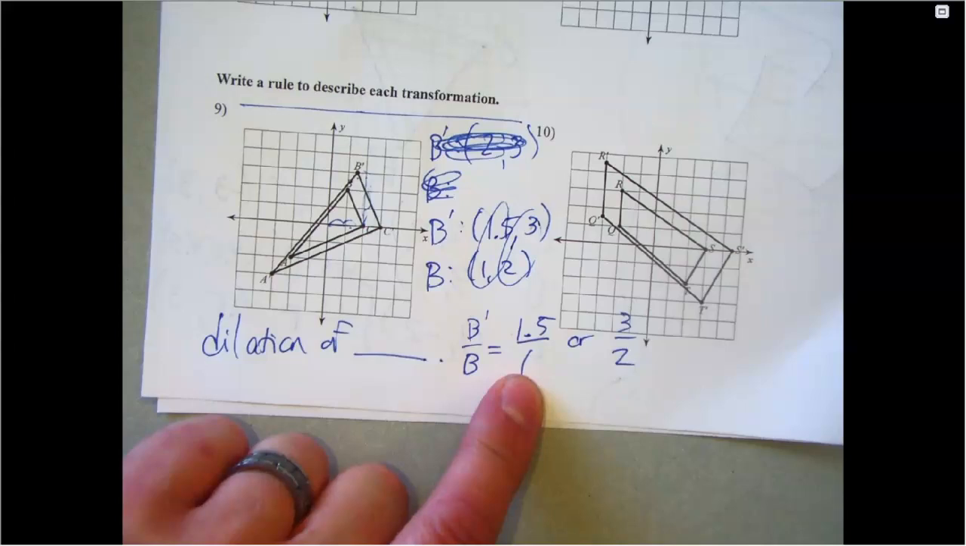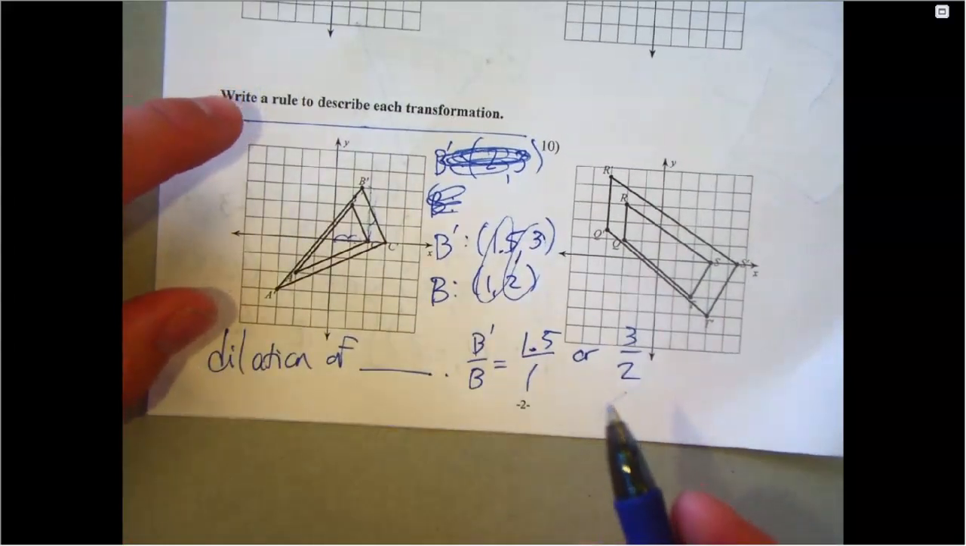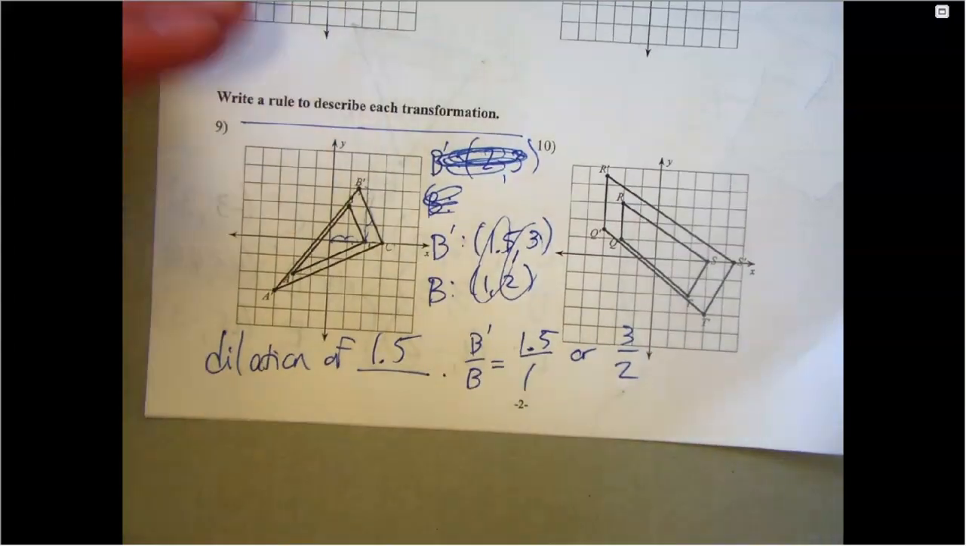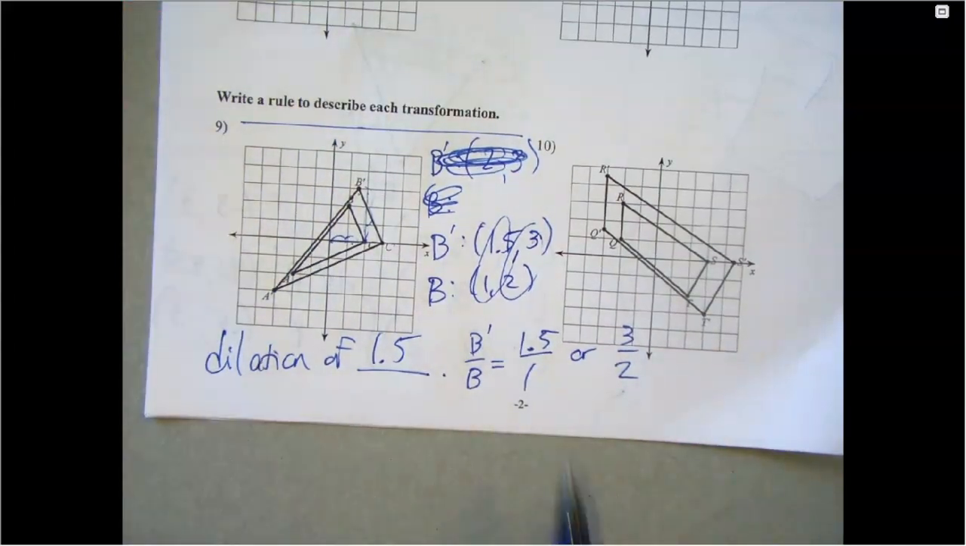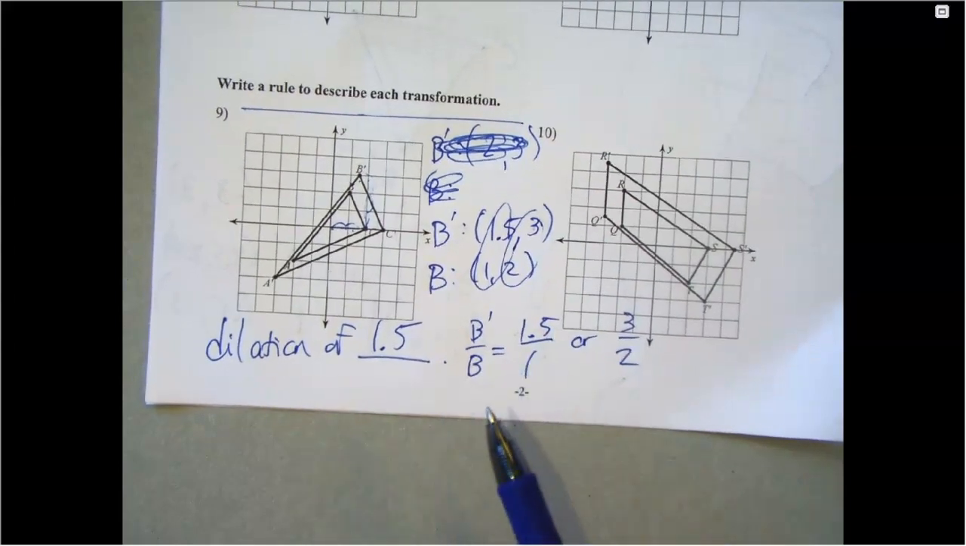So what's 1.5 divided by 1? 1.5, right? So you said that means I got 1.5 times. Why did you circle 1.5 and 1? Because those are the two things I'm supposed to divide. 1.5 divided by 1 is 1.5.